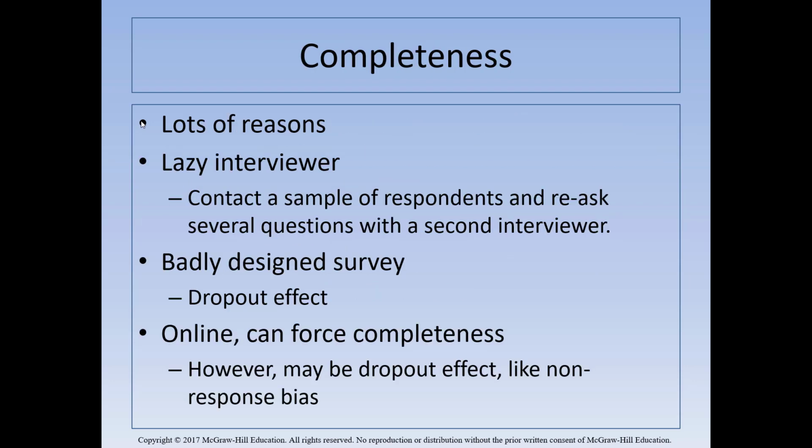Why isn't our data complete? Lots and lots of reasons. Again, going back to my friend, the lazy interviewer, we may just not do the survey correctly. We may not ask the proper questions. We may have a badly designed, long, convoluted survey that has a large dropout effect. Online, we can force completeness, but again, we still may have a dropout effect. So we need to think a little bit about completeness of our data.